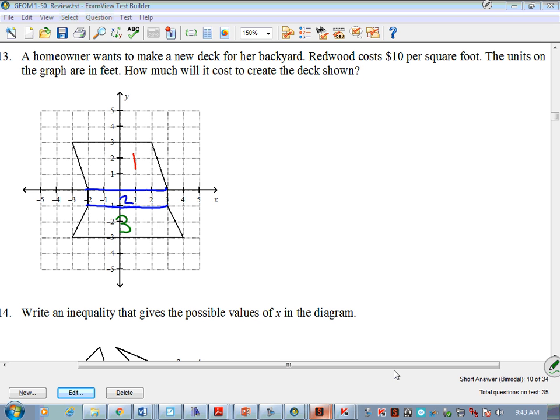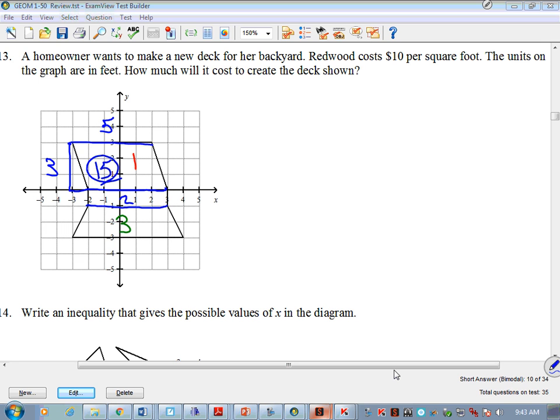Maybe base times height, okay? Because essentially a parallelogram is a rectangle that's been tilted over a little bit, right? So this one has a height of 3 and a base of 1, 2, 3, 4, 5, so it has an area of 15, right? What's the area of that rectangle?